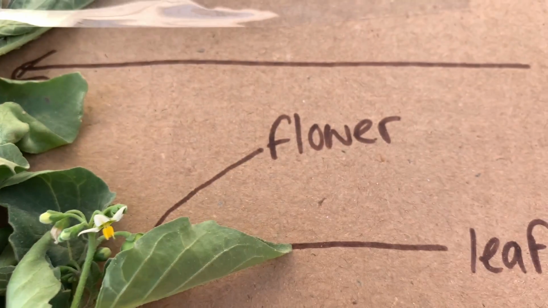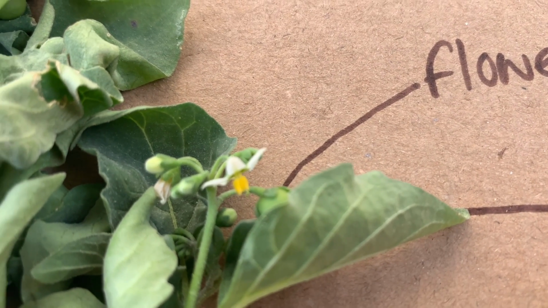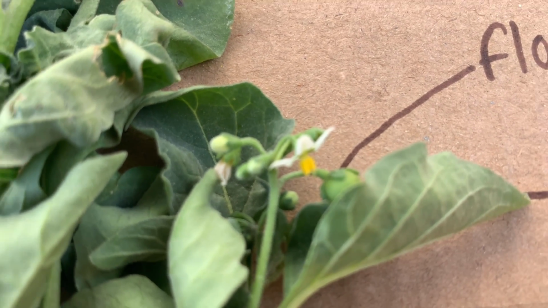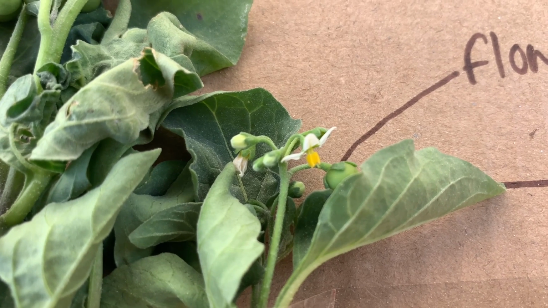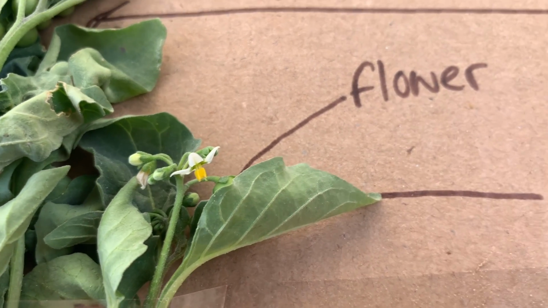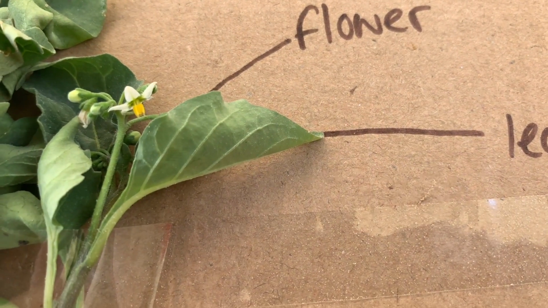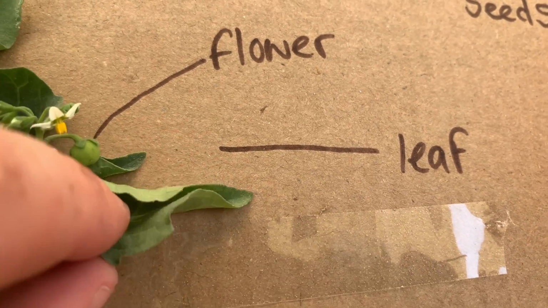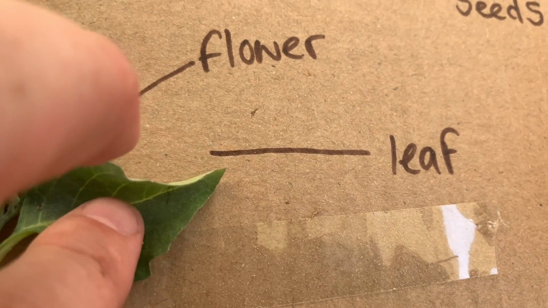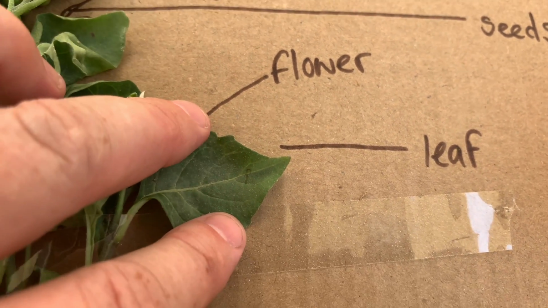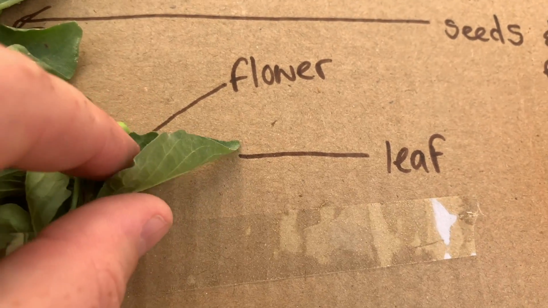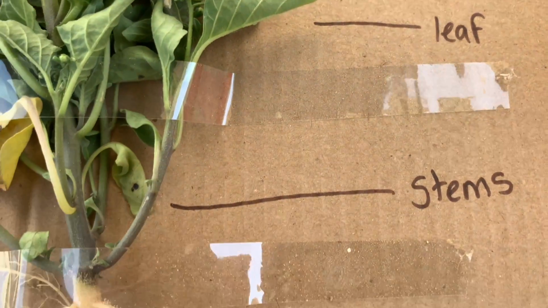Here we can see that I've labeled the flower. And I can see that there are lots and lots of buds that are going to pop open and become flowers themselves. This is the leaf, and it's quite a large leaf, and it has lots of veins, very green actually, ideal for catching lots of sunlight.